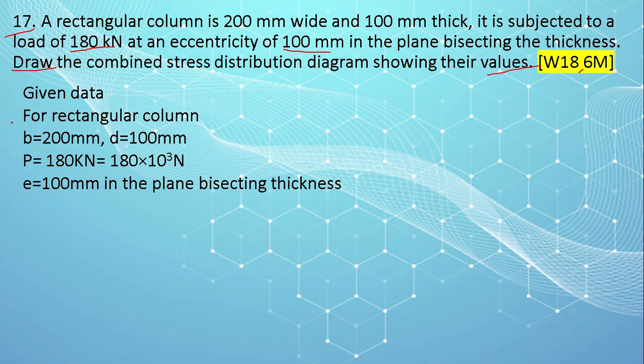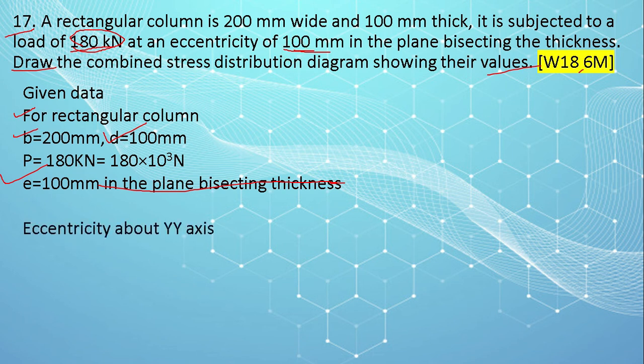Given data is: for rectangular column, breadth is 200 mm and depth is 100 mm. Applied load P is 180 kilonewton, which is equal to 180 into 10 raised to 3 Newton, and eccentricity E is 100 mm in a plane bisecting the thickness. Here thickness is 100 mm.